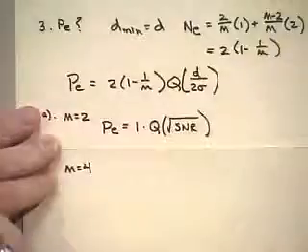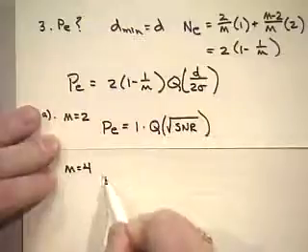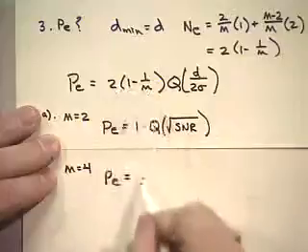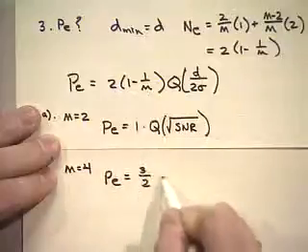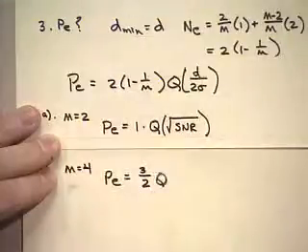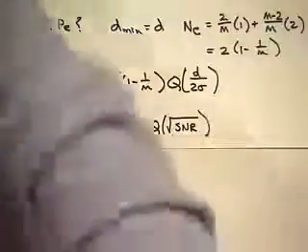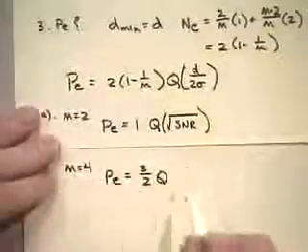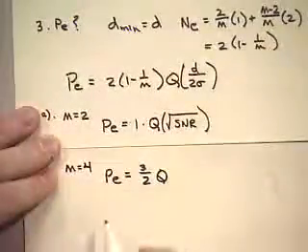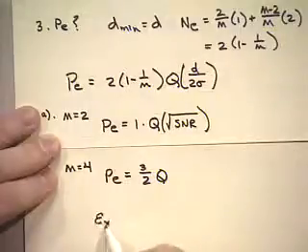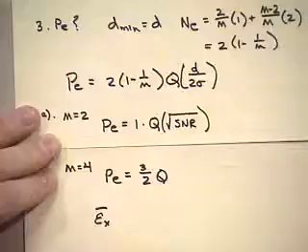The case for M equal to 4 gets a little more involved. Now I'm going to have a probability of error that's 2 times 1 minus a quarter. 2 times 3/4 is 3/2. And now I'm going to get Q of d over 2 sigma. Okay, well, fine, I can leave it as Q of d over 2 sigma. Let's play with it a little bit and see if we can figure out what Ex bar is in terms of d or d squared.